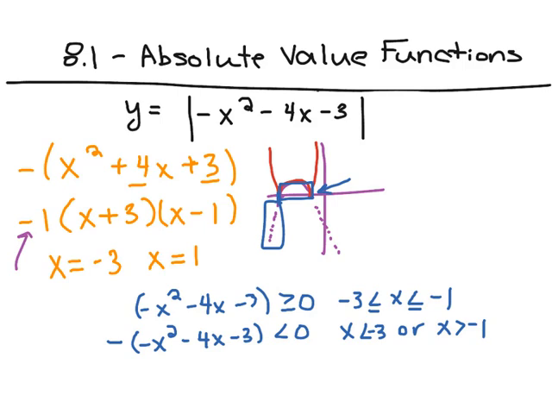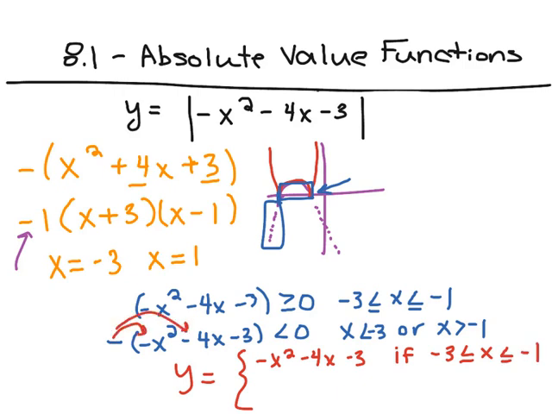So to write it as piecewise notation, you would write y, oops, I wanted to do that in red. y is equal to big squiggly brackets, negative x squared minus 4x minus 3 if negative 3 is less than or equal to x, which is less than or equal to negative 1. And we'll distribute this negative in. So x squared plus 4x plus 3 if x is less than negative 3 or x is greater than negative 1. So this is your piecewise notation.